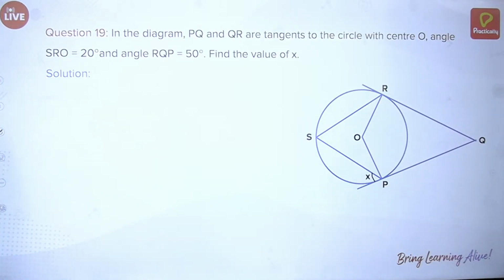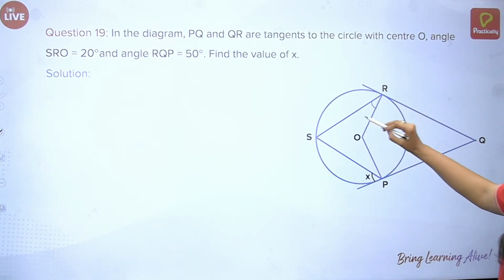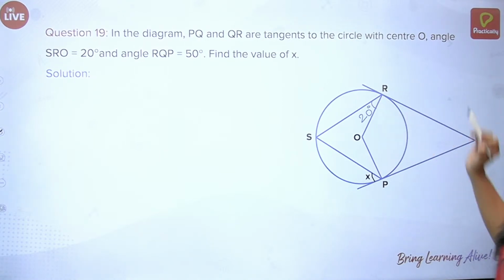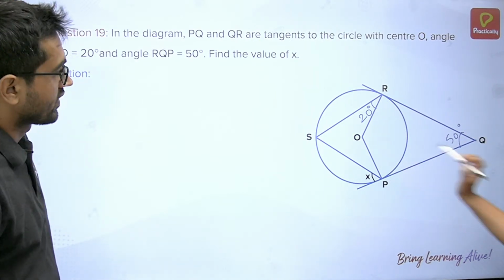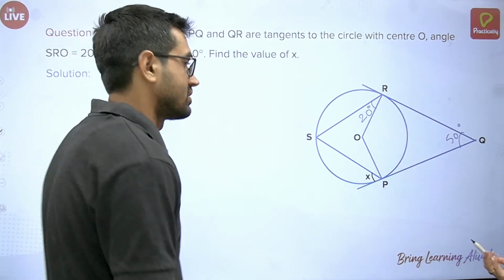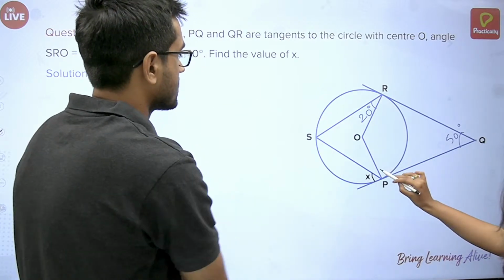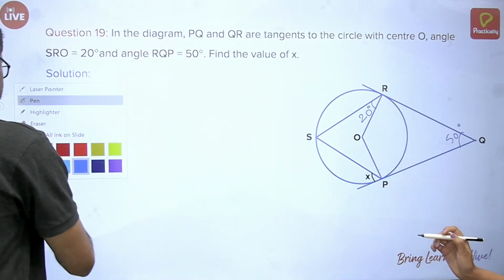Circle again. Okay. So in the diagram, PQ and QR are tangents to the circle with center O. Angle SRO is 20 degrees. Angle RQP is 50 degrees. Now they are asking to find the value of x. This is a very good and easy question. Let me change the color.